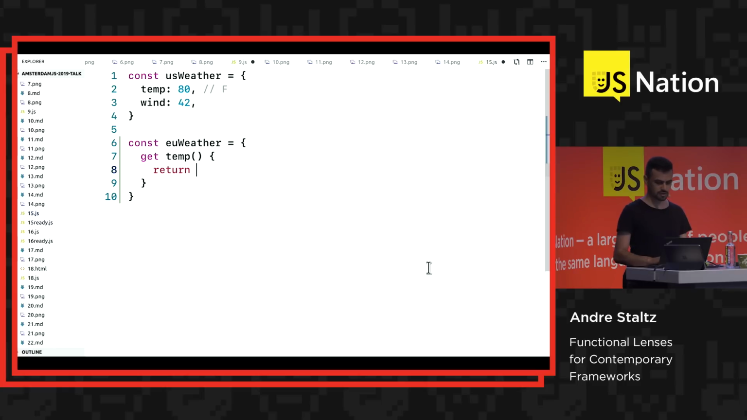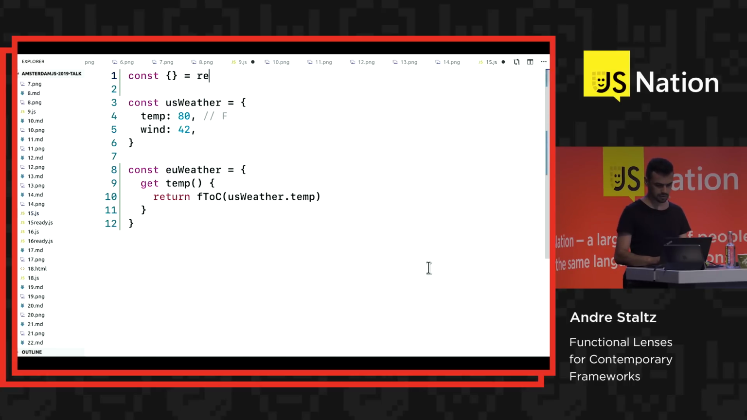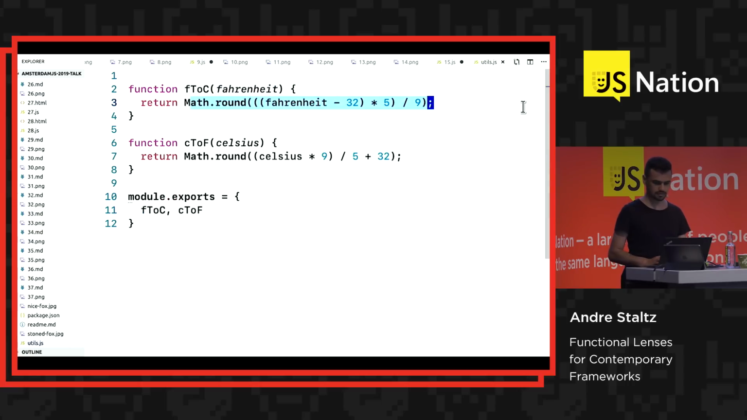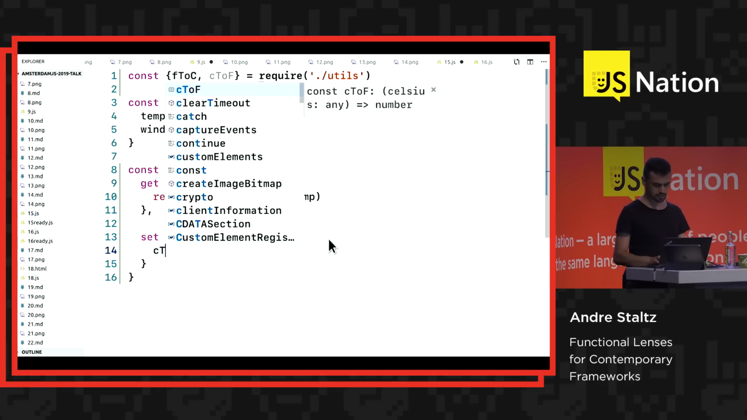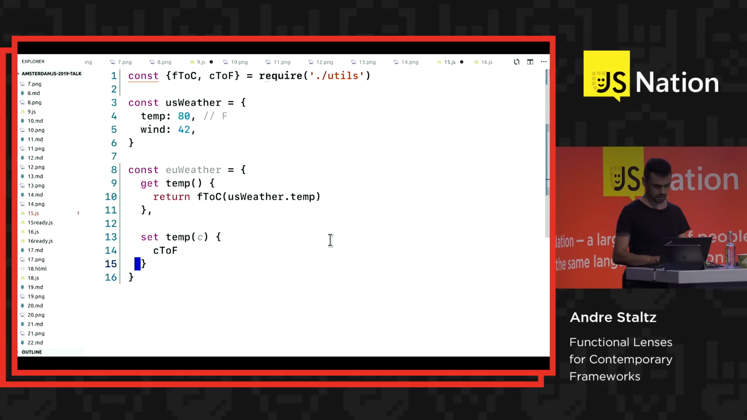You just do return. So I need to convert Fahrenheit to Celsius, and I just need to do US weather.temperature. I actually have that function ready here. I just need to import it from a utils file, Fahrenheit to Celsius, and then we're also going to need Celsius to Fahrenheit later. If you want to see this, it's not that hard. You just take Fahrenheit and do some calculation. Anyway, so this is how I can get the temperature in Celsius. And if I want to set a new Celsius temperature, then I just need to convert Celsius to Fahrenheit, like this. And then I need to update US weather.temp.